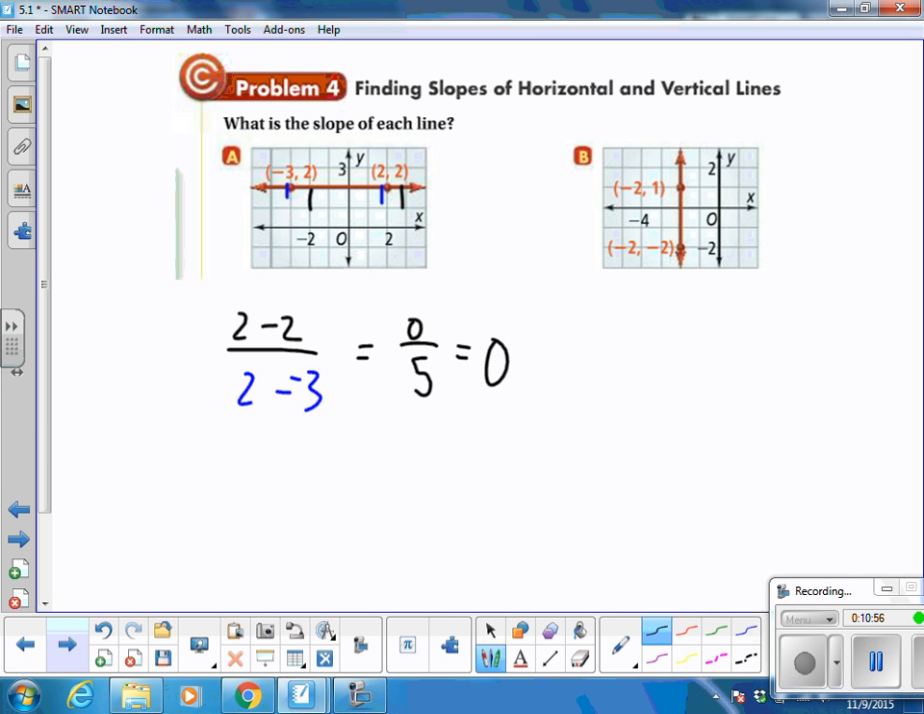For B, I'm a little bit different. So I'm going to use my 2 points here. So -2 minus 1 over -2 minus -2. And when I play this out, I get -3 over 0. And anything divided by 0 is undefined. So we would say that this line is undefined. It has no slope. Actually, it's not that it has no slope, it is undefined. The horizontal axis, though, right here, the slope is 0.